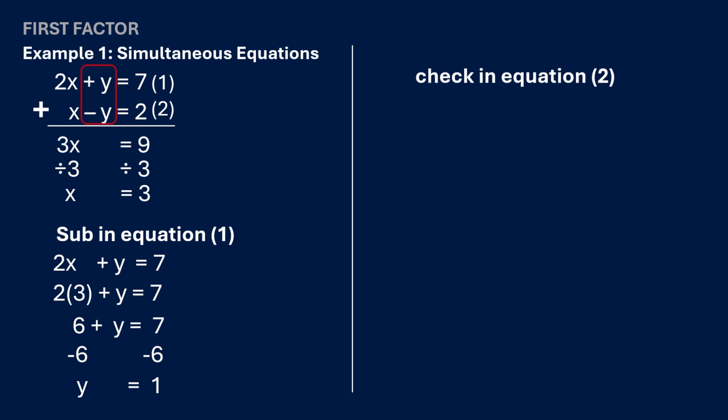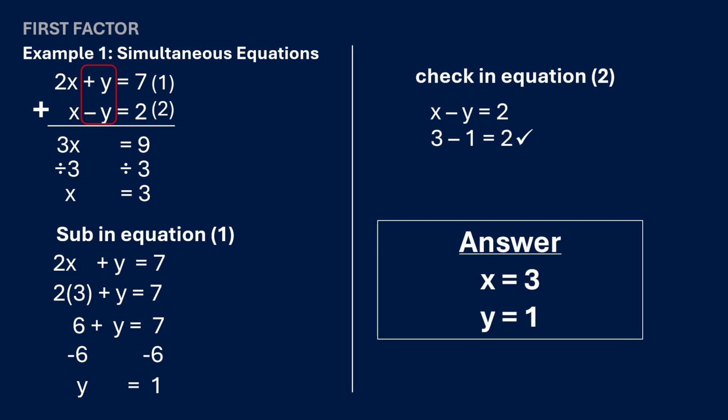However, what we like to do is a check in equation 2. So write out equation 2, then substitute both your values of x and y into this equation, and if that works, which it does, where 3 minus 1 equals 2, you can give it a tick because it's now been checked, and that then gives us our final answers of x equals 3 and y equals 1.